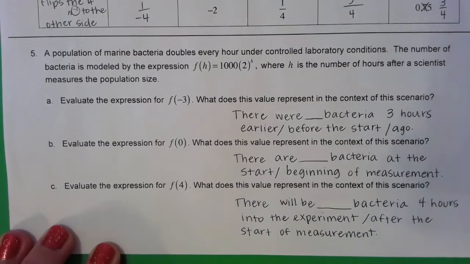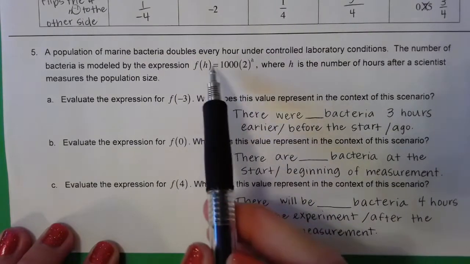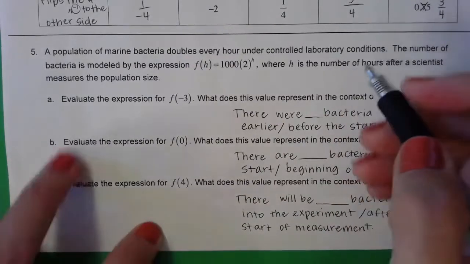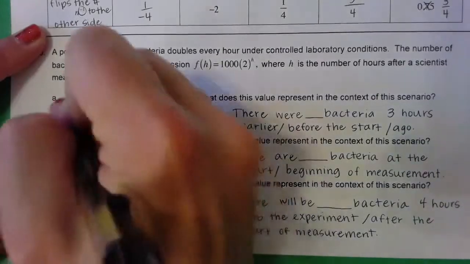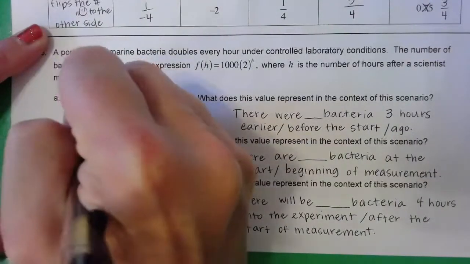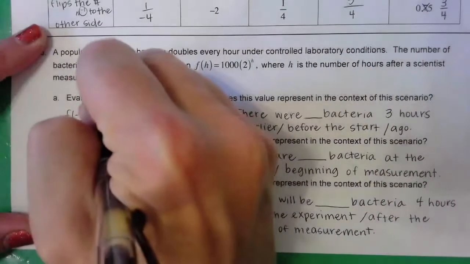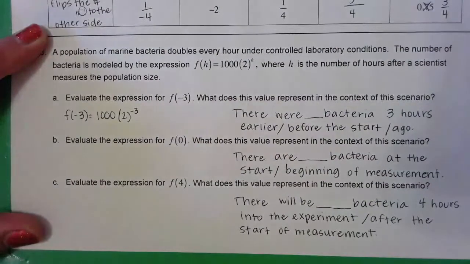All right, the last section in the notes says that you have a population of bacteria that doubles every hour. The number of bacteria is modeled by this equation, where h represents the number of hours after a scientist measures population size. The first one wants us to evaluate the expression for f of -3. To find f of -3, we're going to take -3 and plug it in for wherever there was an h. So it's 1,000 times 2, and then we'll plug in a -3.